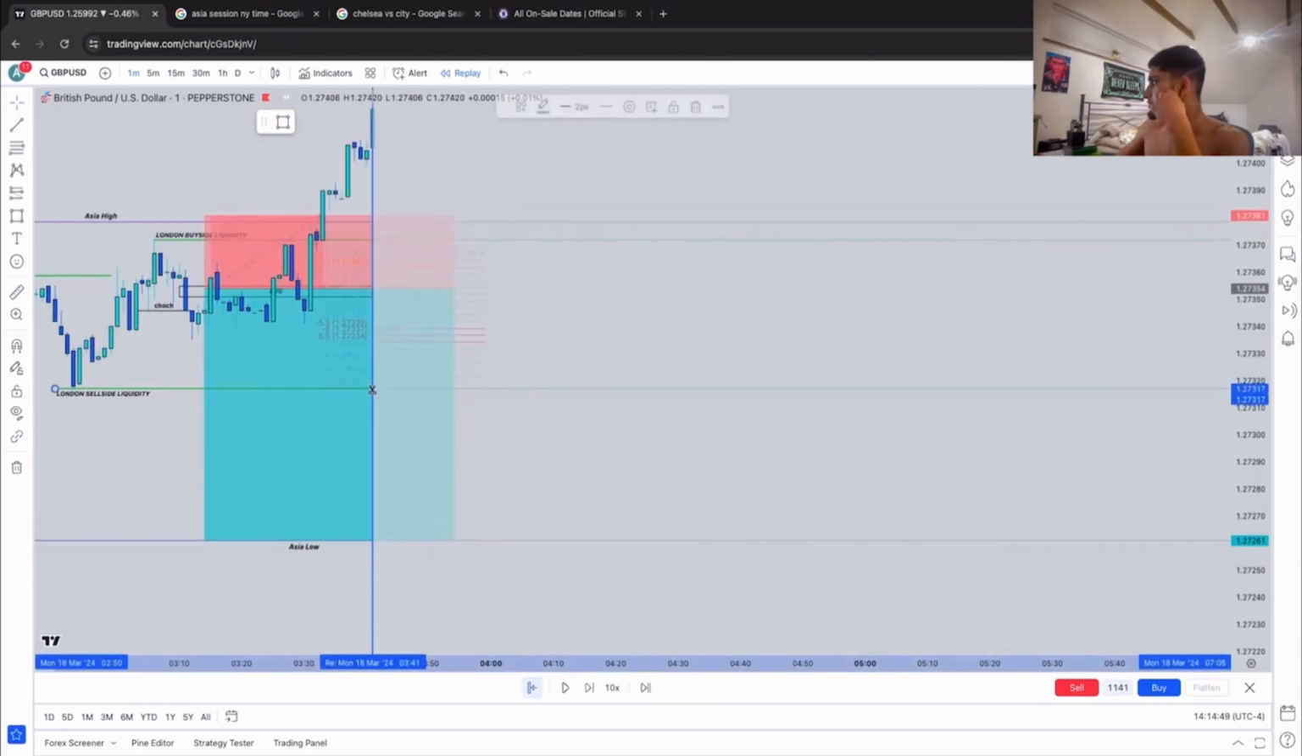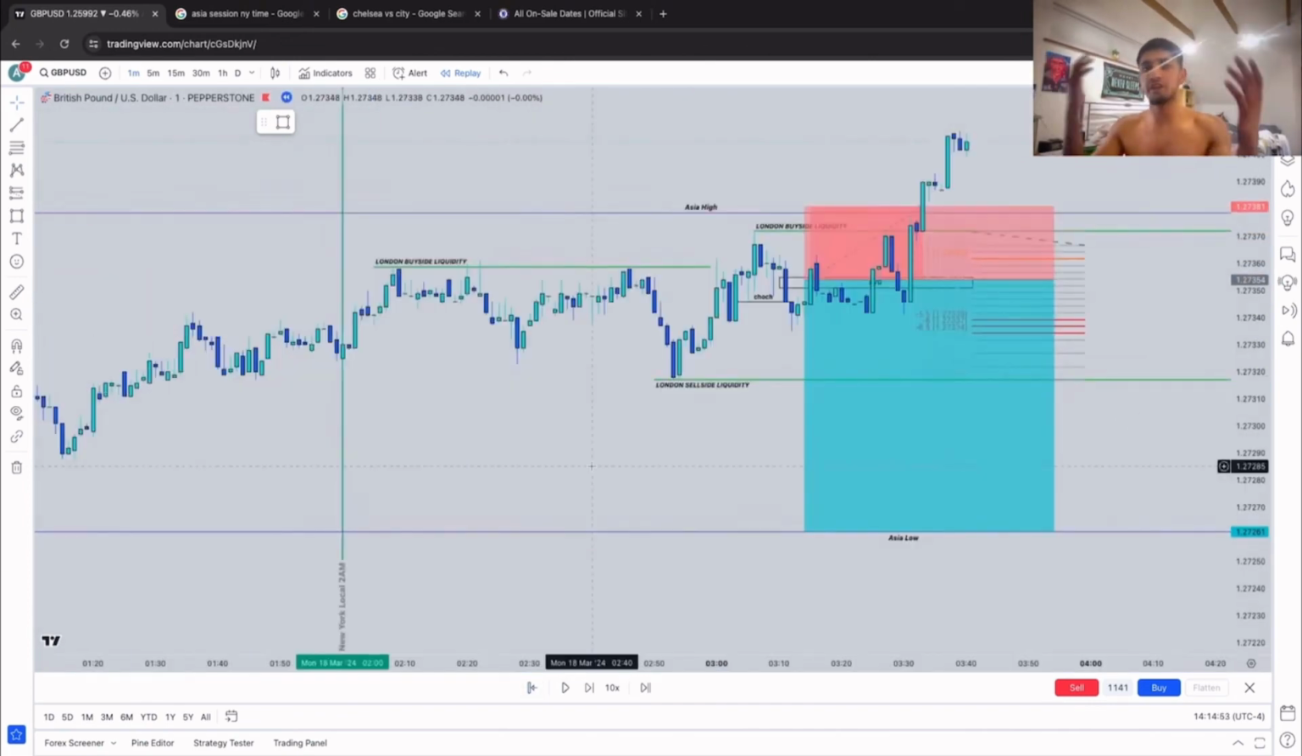So right there instantly we've been stopped out. And that's just how it is. That is the setup we've taken. That is in the plan completely, and we're just going to accept it.